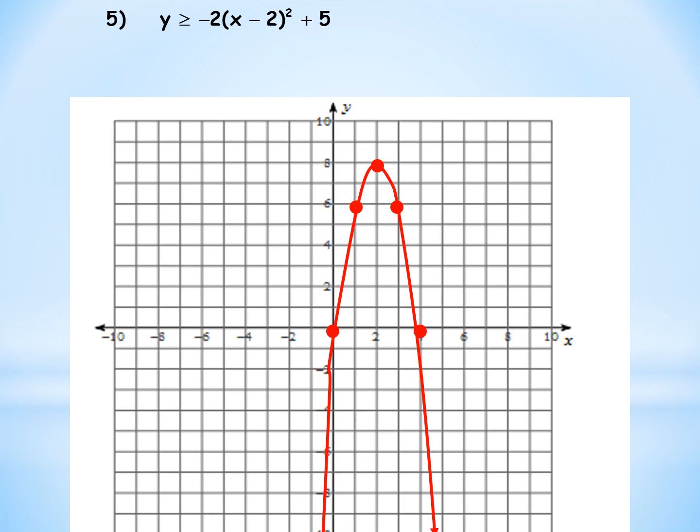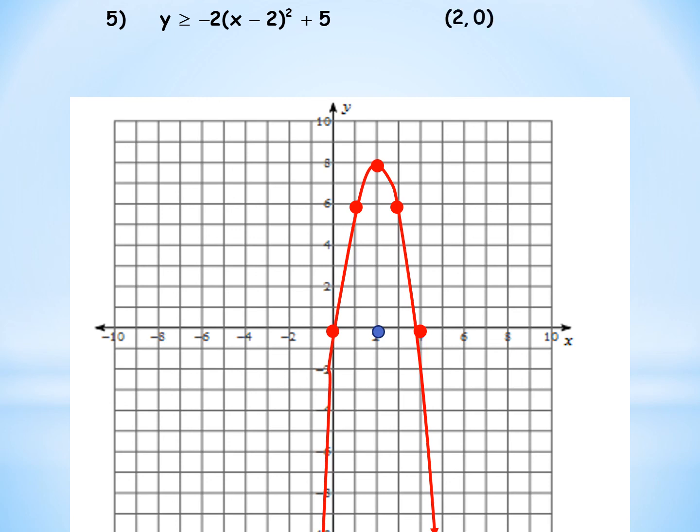It's greater than or equal to, so I have a solid line. If it was just greater than, I'd have a dotted line. But now you have to decide which side you're going to shade. So what I do is I pick a point on my graph. I like to pick (0, 0) because that's an easy one to plug in. But in this case, (0, 0), it's hard to tell which side of the graph that is on. So I'm going to pick a different number, and it doesn't matter what number you pick. I'm going to pick (2, 0). So I arbitrarily pick (2, 0).